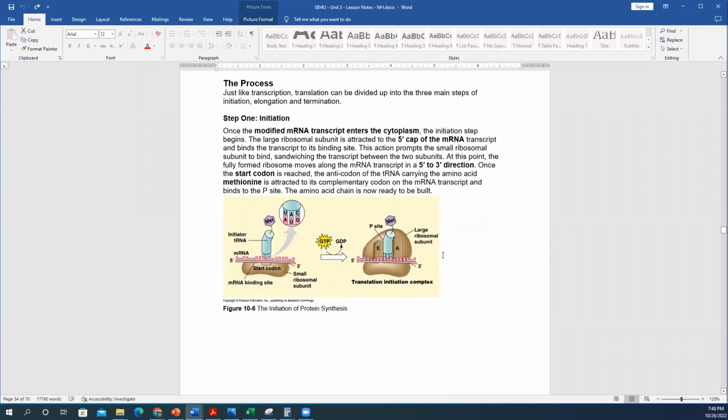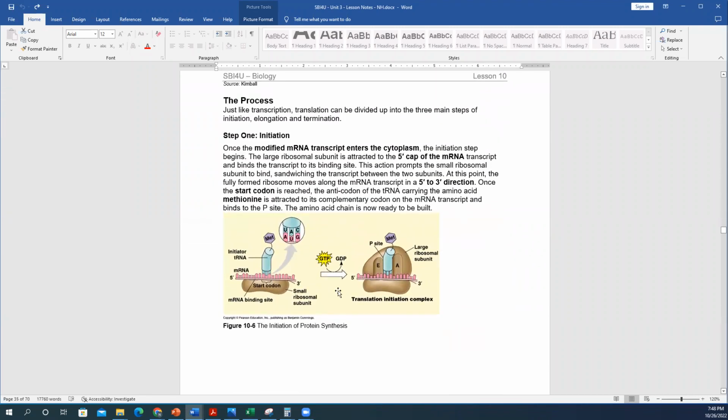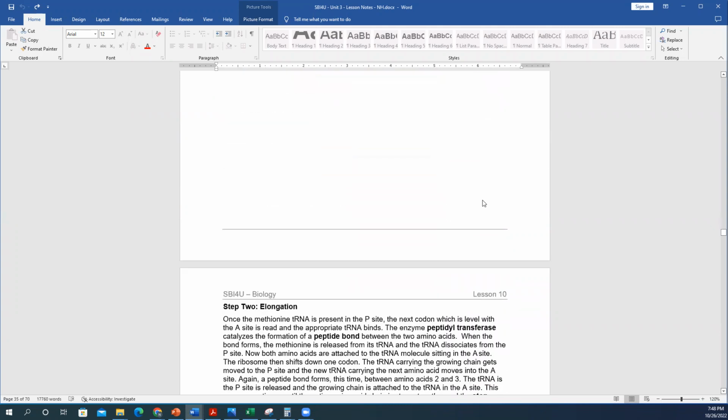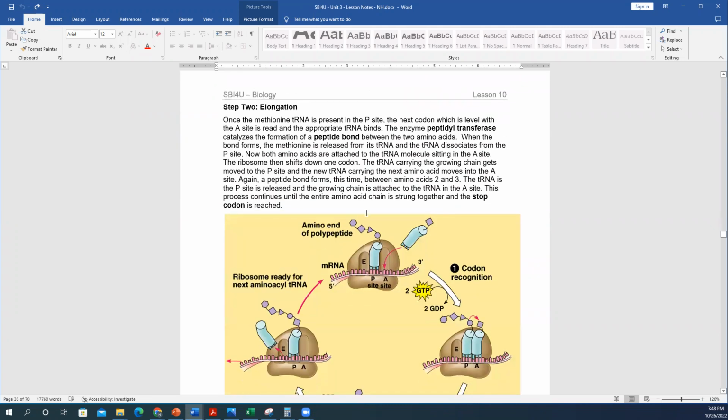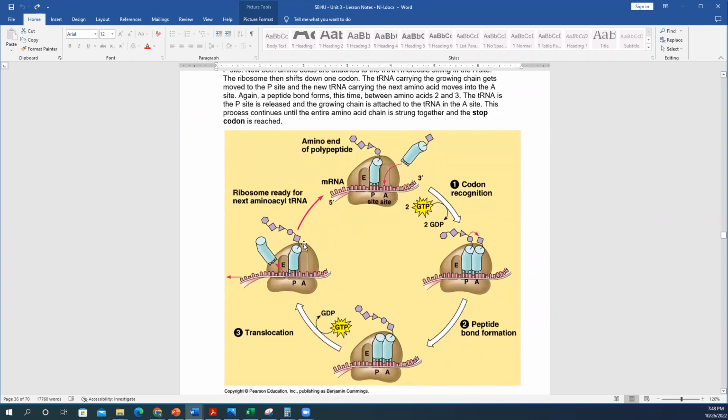So how does the process start? Again, as you might suspect, it starts with initiation. Next step is elongation. So you get the next amino acid coming into the acceptor site.